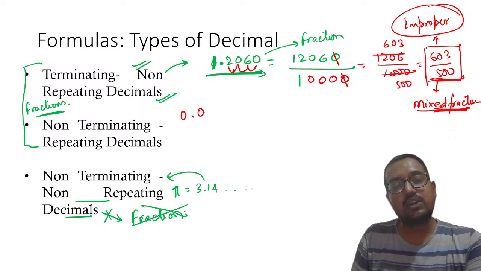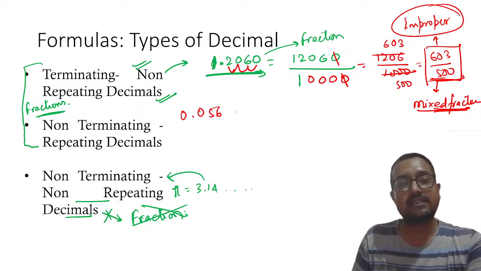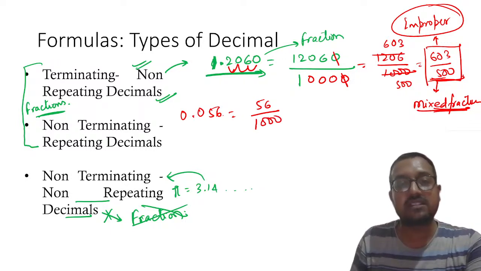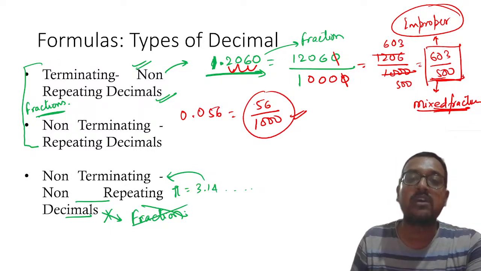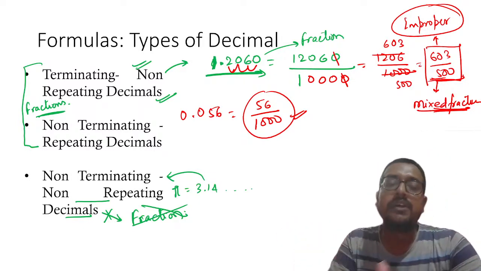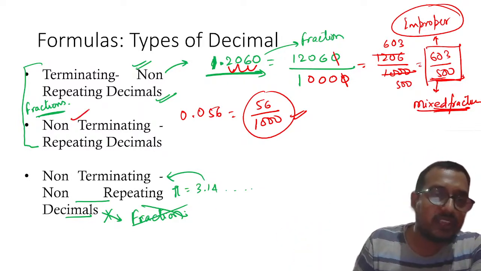Meanwhile, 0.056 will be equal to 56 upon, for the decimal there will be 1, and after the decimal there are 3 digits, so 1000. So 56 upon 1000. Again reduce it whichever way you want. Understood? Now the trick comes over here.